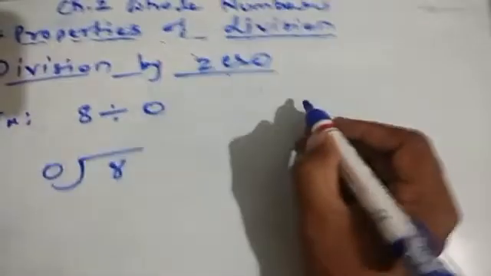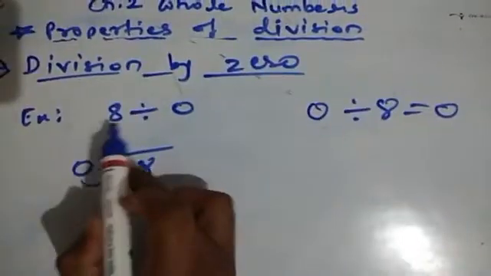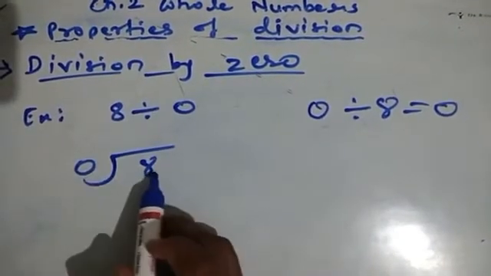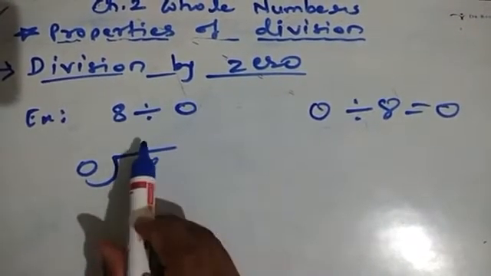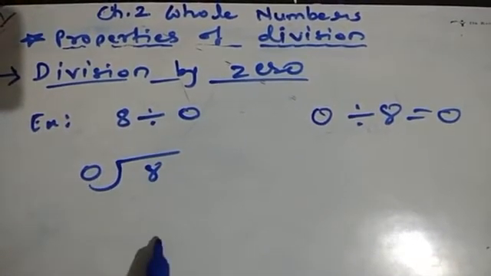Now we studied that 0 divided by any number is 0 only. But what about any number divided by 0? Let's see what will happen here. Can we divide this 8 by 0? Is there any number which we can multiply with this 0 to get 8, so that we get a remainder of 0?